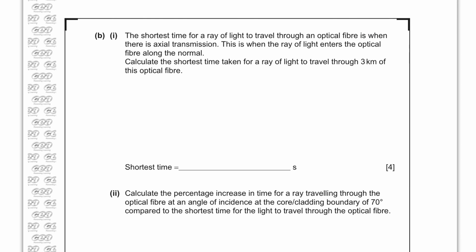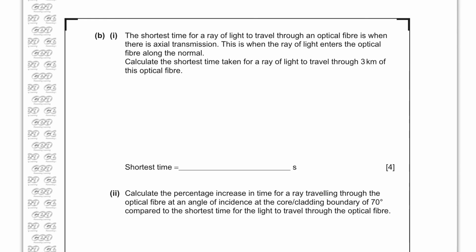Part B1. The shortest time for a ray of light to travel through an optical fiber is when there is axial transmission, so along the center of the fiber, along the axis. That's the shortest distance through. This is when the ray of light enters the optical fiber along the normal. Calculate the shortest time taken for a ray of light to travel through 3 kilometers of this fiber.